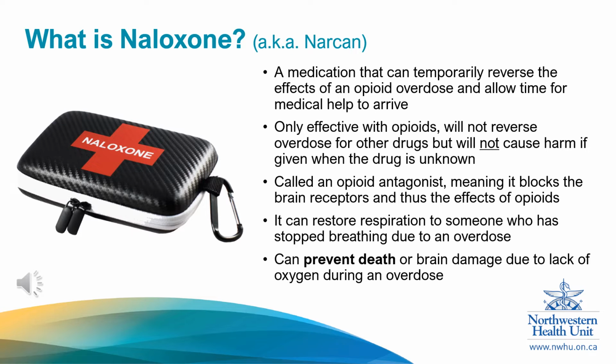What is naloxone? Also known as Narcan, naloxone is a medication that can temporarily reverse the effects of an opioid overdose and allow time for medical help to arrive. Only effective with opioids, it will not reverse overdose for other drugs, but it will not cause harm if given when the drug is unknown. It's called an opioid antagonist, meaning it blocks the brain receptors and thus the effects of opioids. It can restore respiration to someone who has stopped breathing due to an overdose, and it can prevent death or brain damage due to lack of oxygen during an overdose.